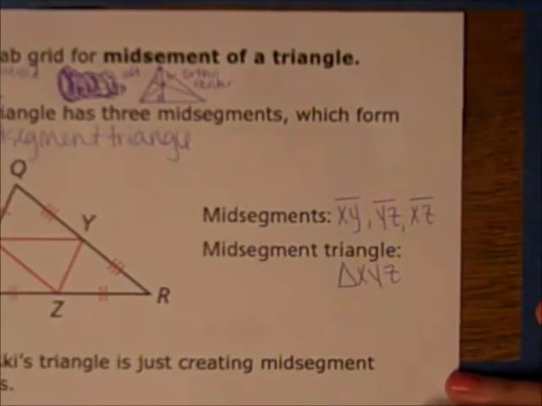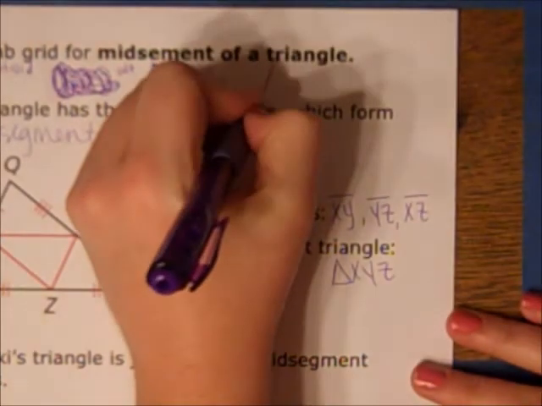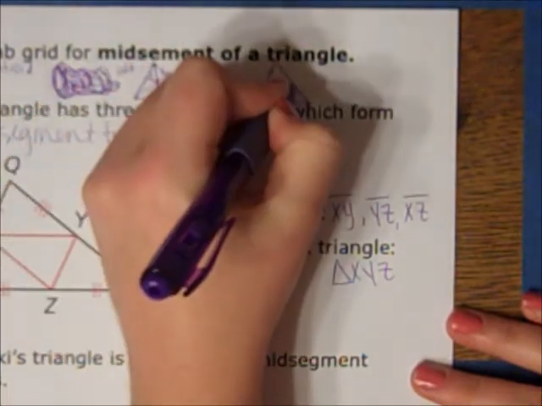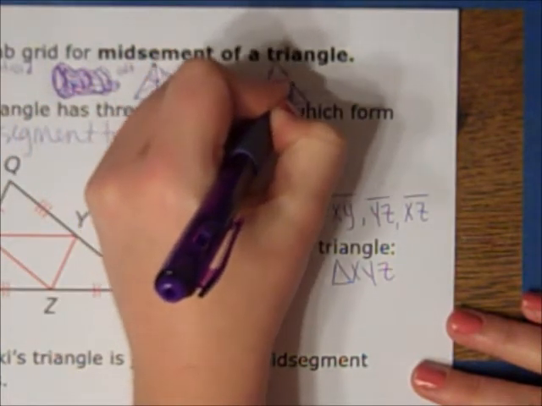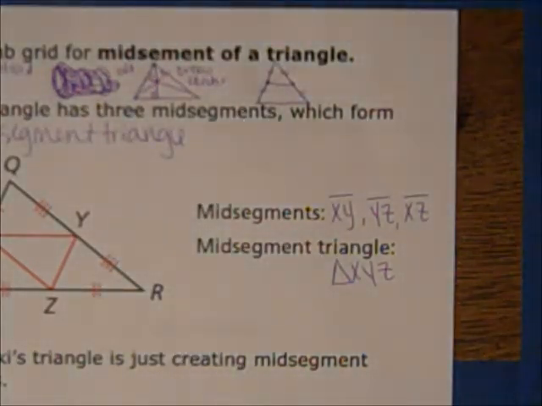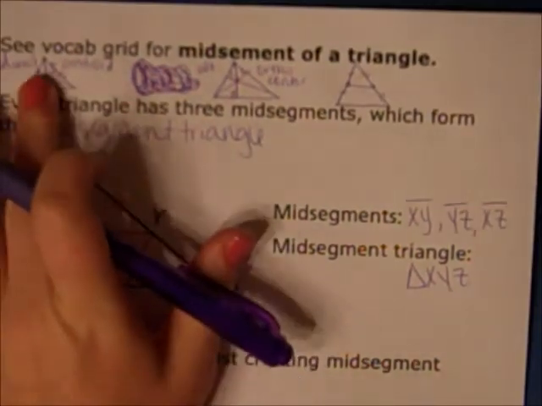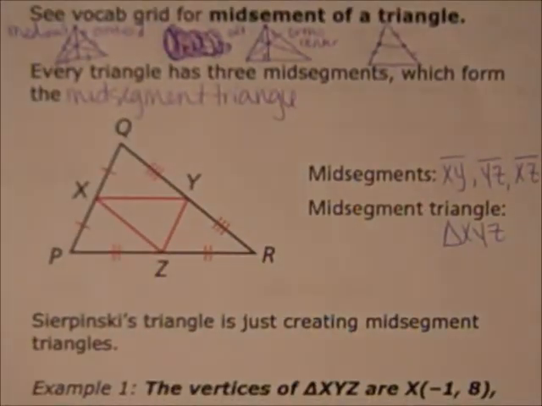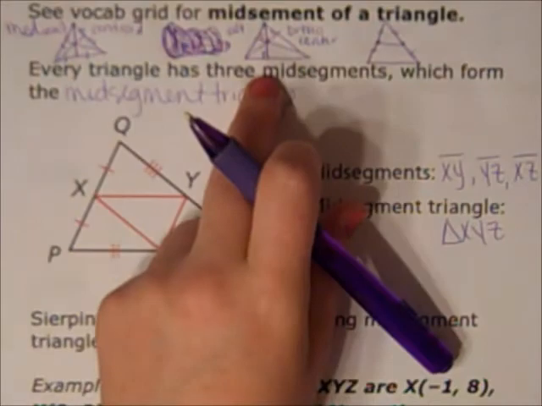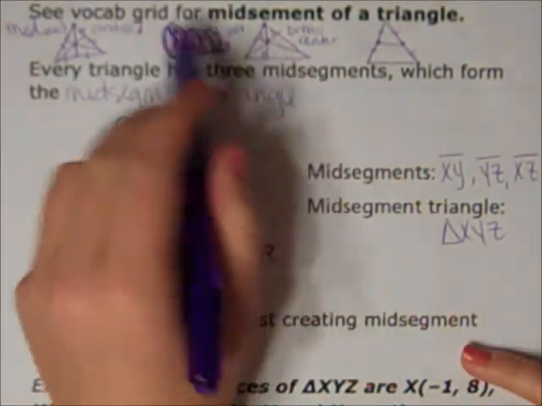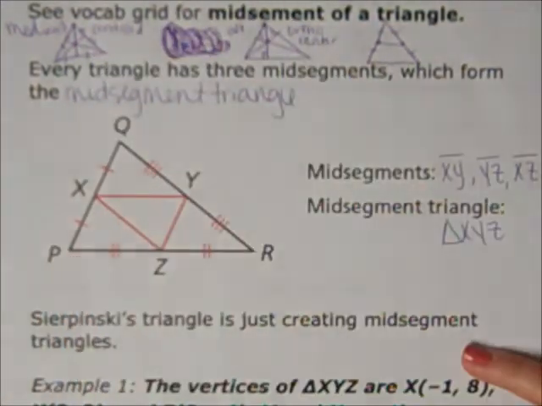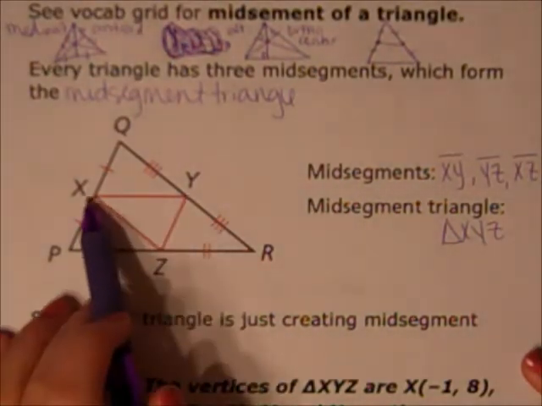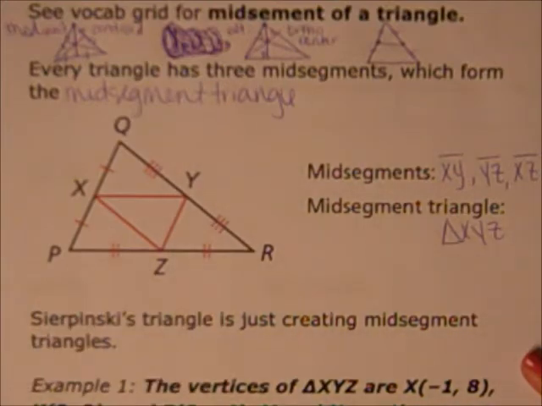So from your vocabulary grid, you can see that a midsegment is when you take the midpoint of one side and connect it with the midpoint of the other side. That's a midsegment. So we have medians, we have altitudes, we have midsegments. Now, every triangle has three midsegments, but instead of intersecting in one place like the centroid or the orthocenter, they don't intersect all together. They come together to form another triangle inside the other triangle called the midsegment triangle.